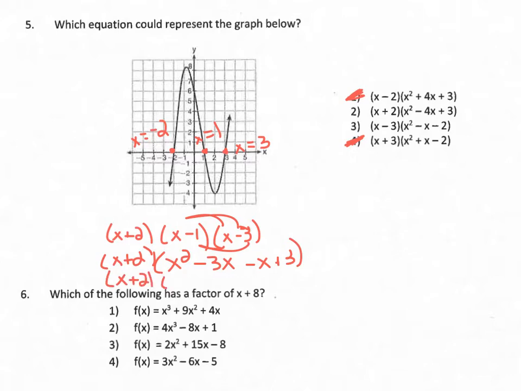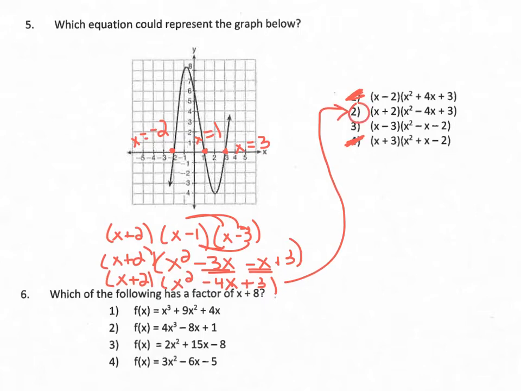When I combine my like terms, I get x squared, and then the -3x and the -x combine to give us -4x. And I can bring down the plus 3, which, oh, look at that. That actually does match up with choice 2. So choice 2 is our answer.